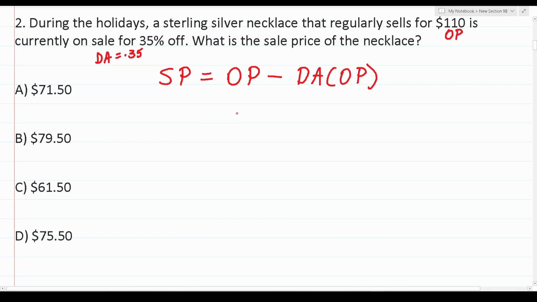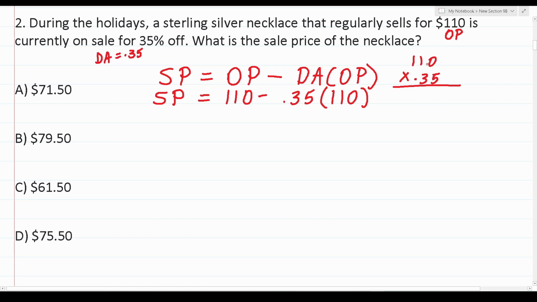So with those things identified, all we really have to do is plug them into this expression and then reduce it accordingly. So this becomes sales price equals original price, which is $110, minus discount amount, that was 0.35, 35% in decimal form, times original price, which was $110. All right, so first things first, we have to do 110 times 0.35. So I'm going to do that off to the side here. We have 110 times 0.35.